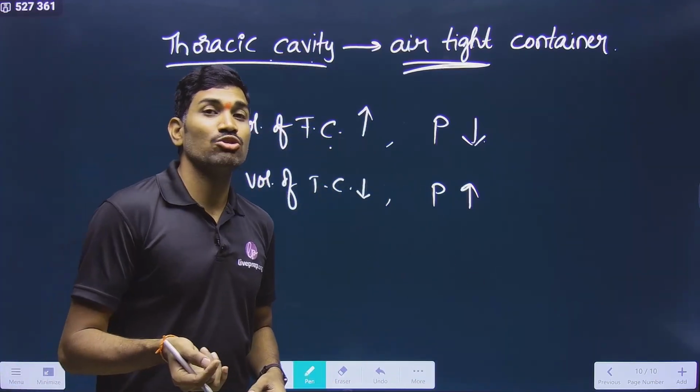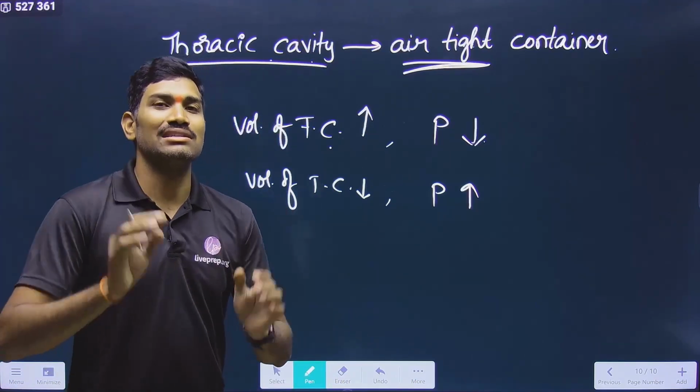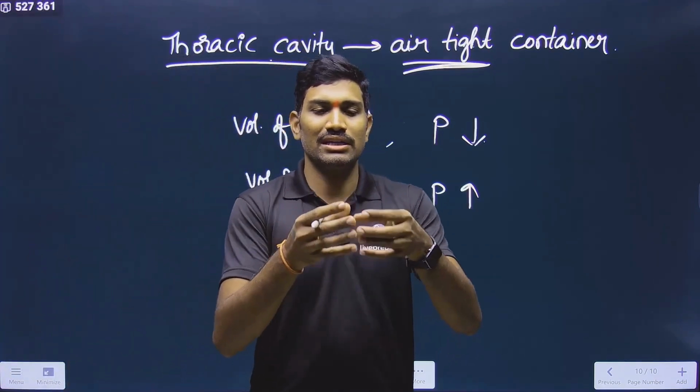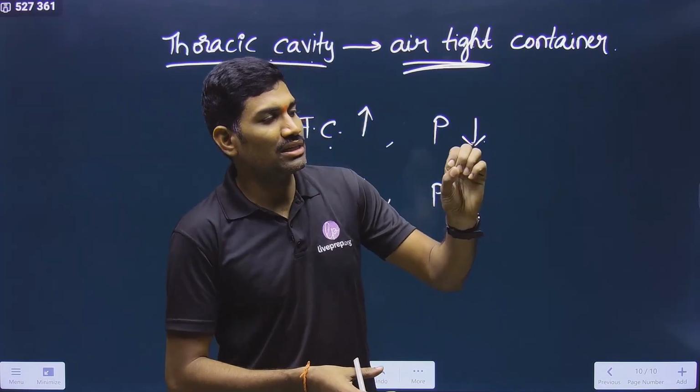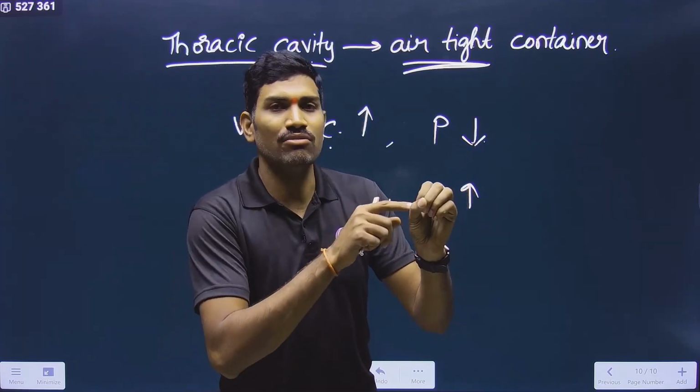What happens if it is not airtight? Suppose there is a leakage. Let us imagine a container. Suppose when the volume decreases, there is an air leakage. Now what happens?